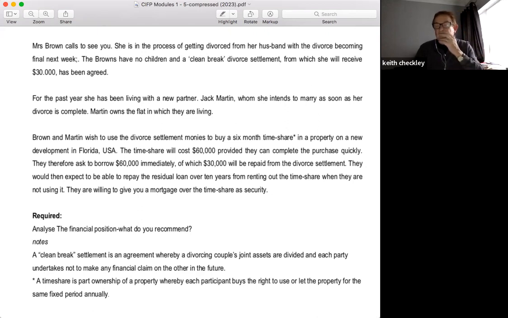And as Dimitri started off by saying, it's risky. It's risky because if they don't get any rental income from it when they are not using it, what's the financial situation that Brown and Martin are going to be in? And we don't know Mr. Martin's situation. He might have very good income. He might own the flat that he's in. It might be clear of mortgage. We just don't know.